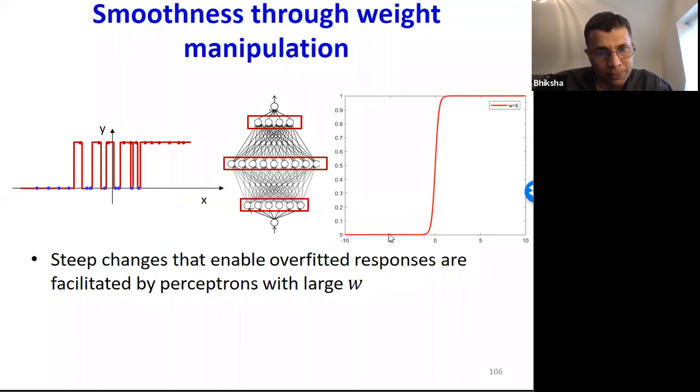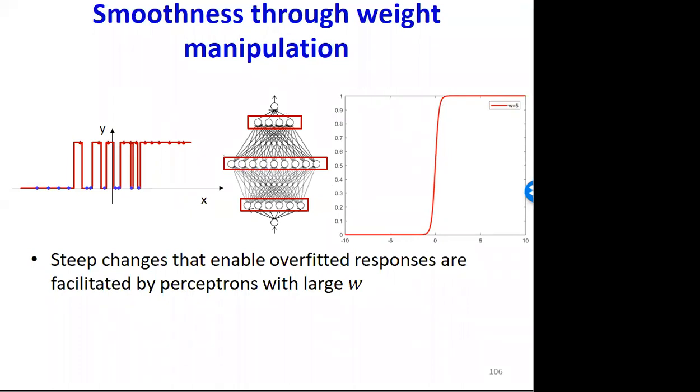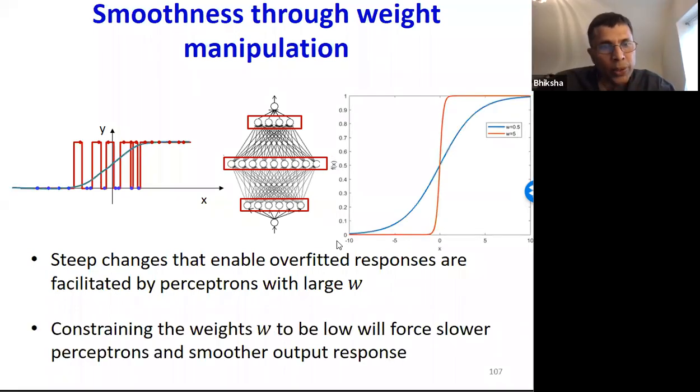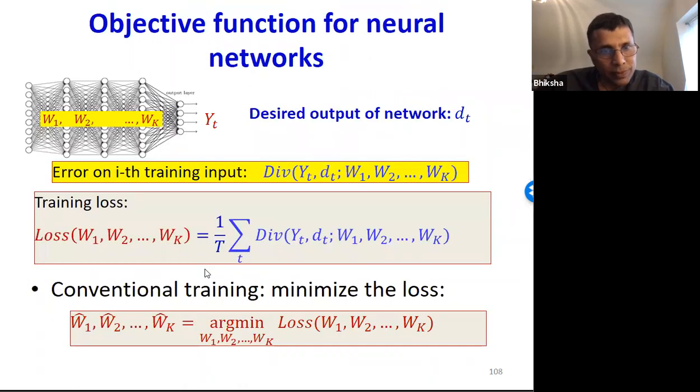So how would you prevent the neuron from learning something so steep? Anyone? Limit it so that it can't go more than some value. You limit the W, right? You constrain the W to be low. That's going to force the perceptrons to learn smoother, slower varying functions. And so that's what we're going to do.